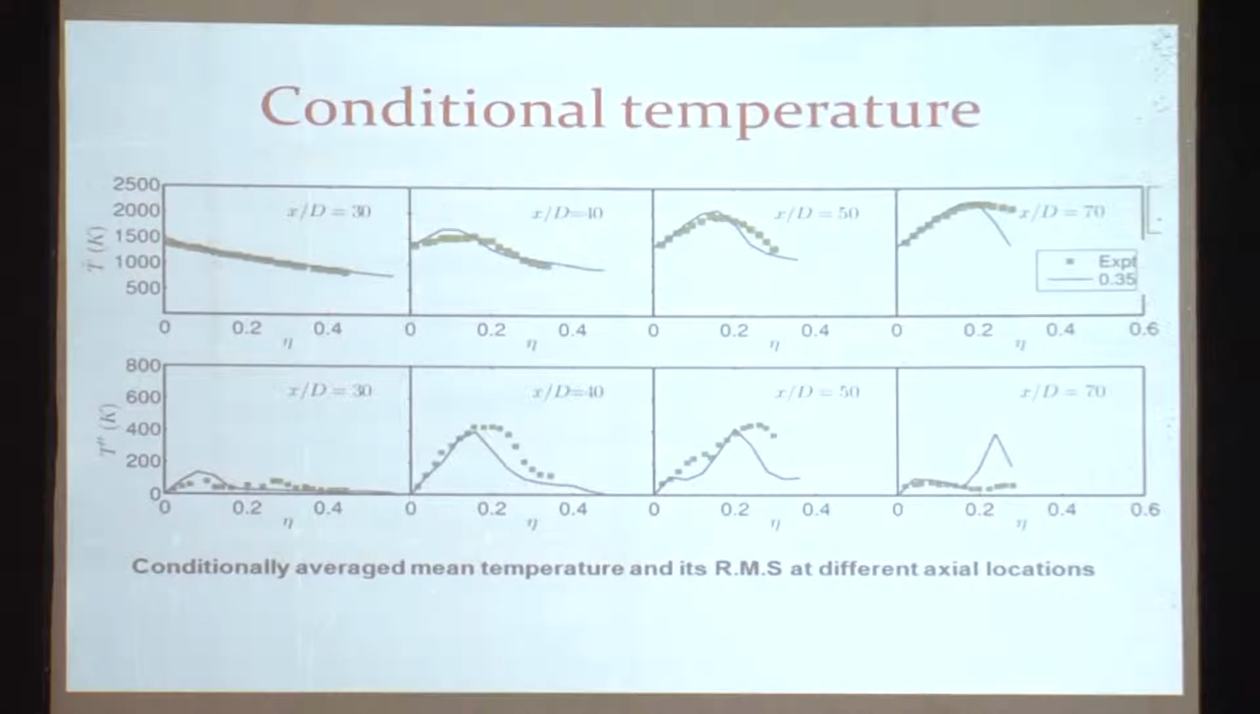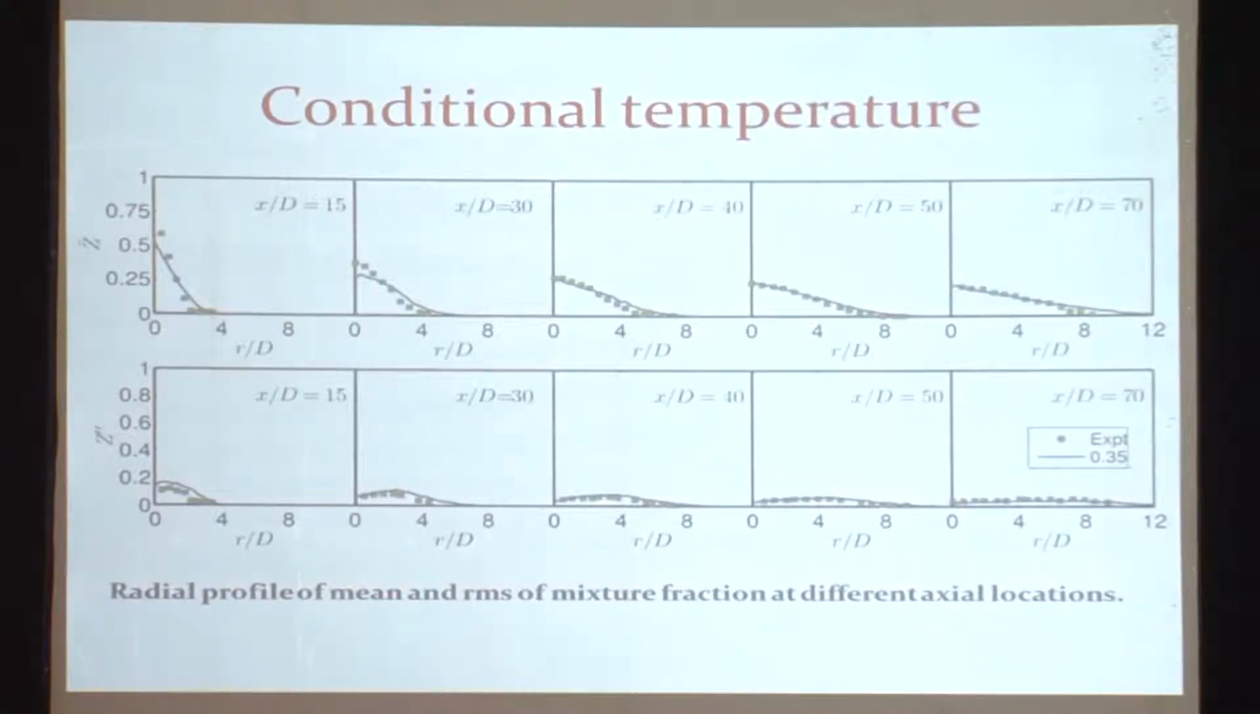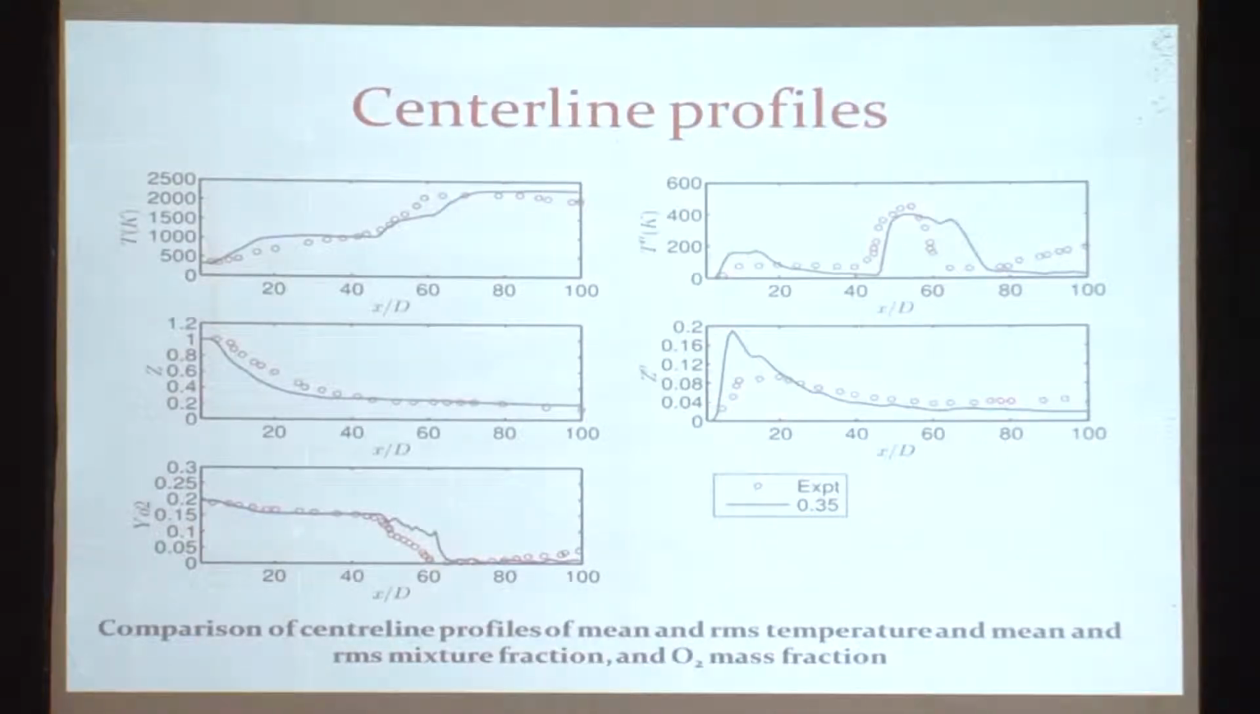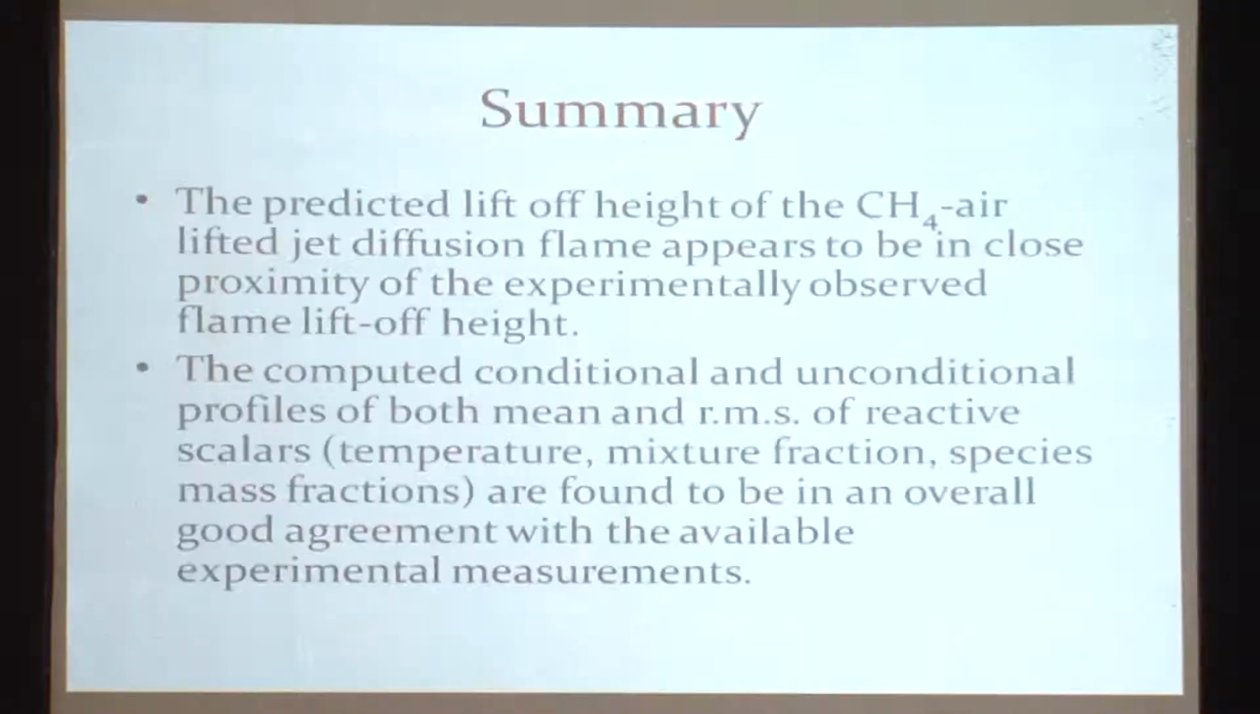Now here is the conditional temperature, plotted in the mixture fraction space. So we can again find a very good agreement with the experimental results. This should be the conditional mixture fraction and the RMS of mixture fraction. So we again see a very good agreement. The centerline profiles for different scalars like the temperature, mixture fraction and species mass fractions are plotted here at different axial locations, and the match is reasonably good.